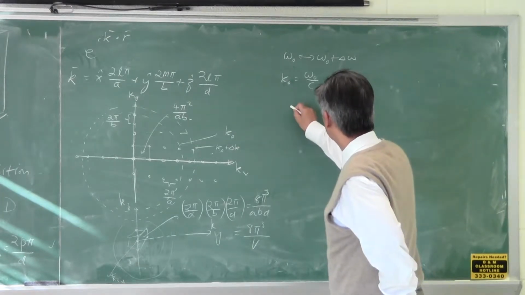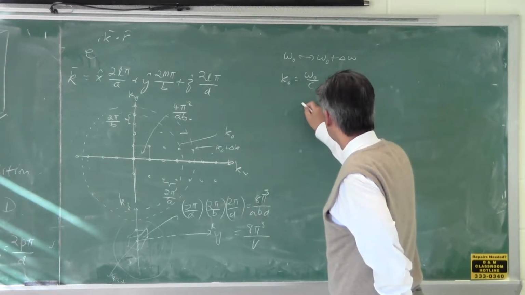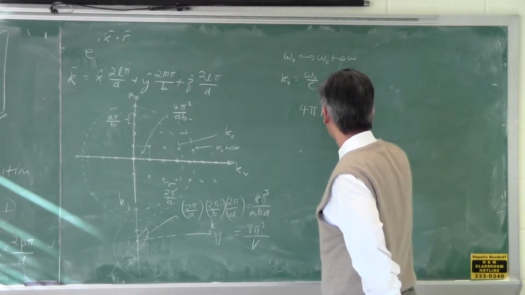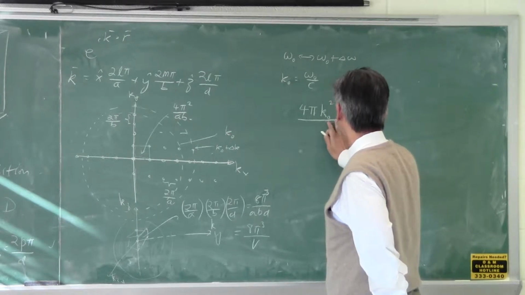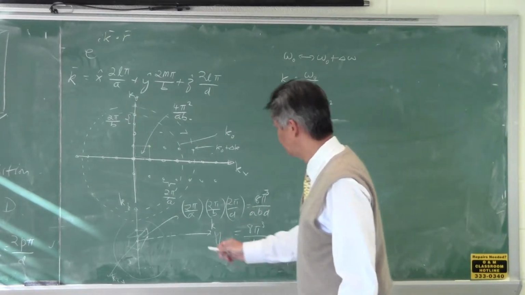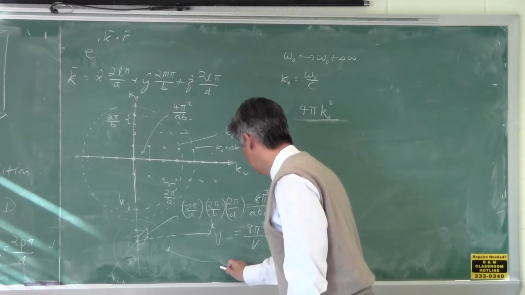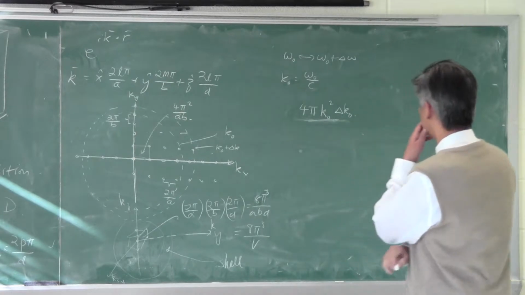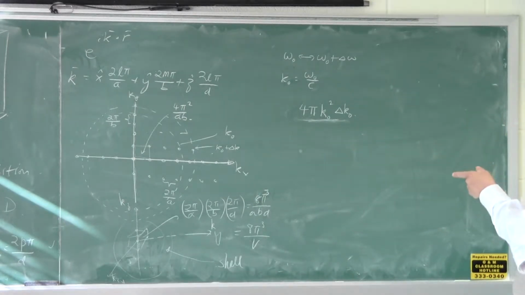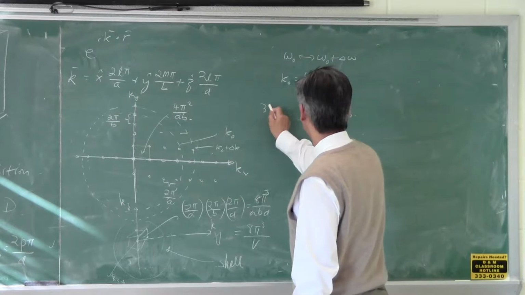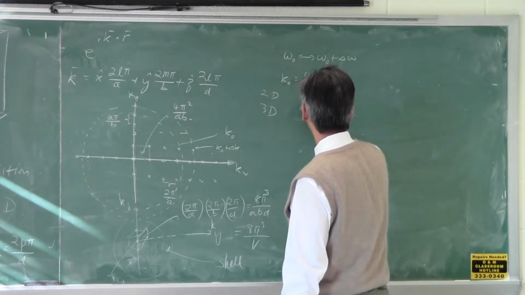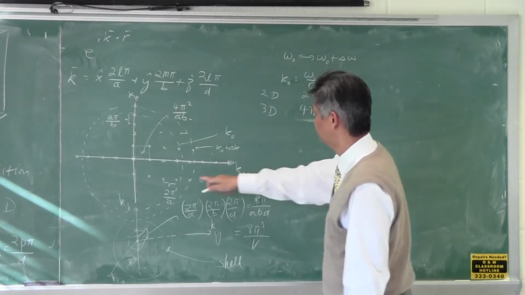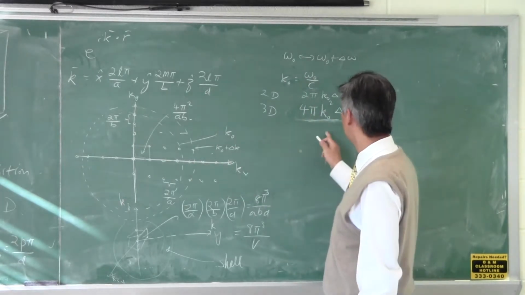And then the shell volume will be 4 pi k naught squared times delta k naught. That will be the volume of the shell that I'm drawing in 3D. In 2D, it would be 2 pi k naught delta k. This is in 2D, right? This is the area of the shell.